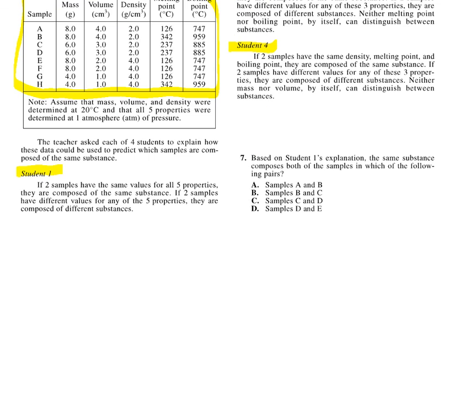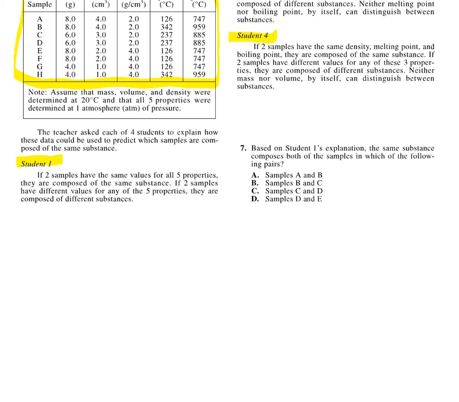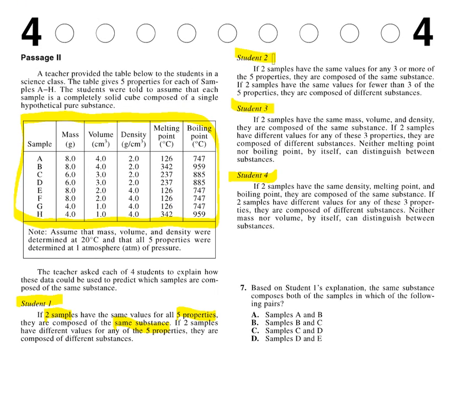So when you look at this very first passage, you'll notice that Student 1 says two samples have to have all 5 properties the same to be the same substance. Student 2 says 2 samples are the same if they have 3 or more of the properties. Student 3 says 2 samples must have these properties to be the same substance. And this student says the 2 samples will be the same if these 3 properties are the same. So that's kind of what you always want to refer back to when you answer these questions.